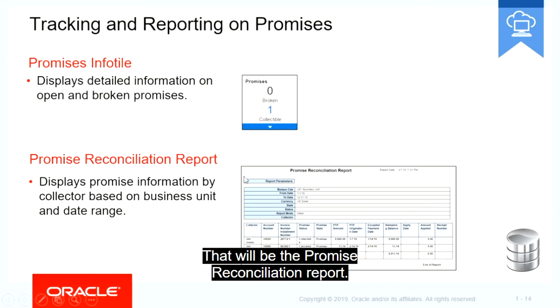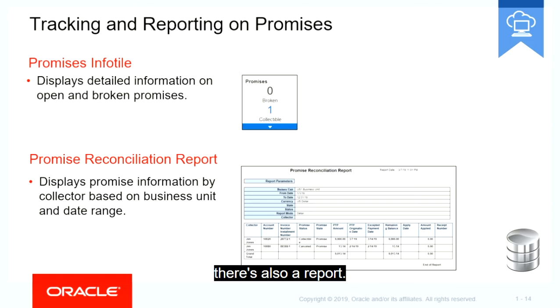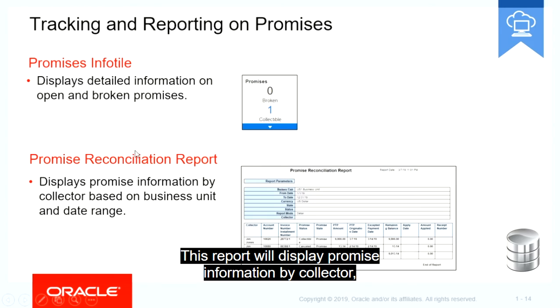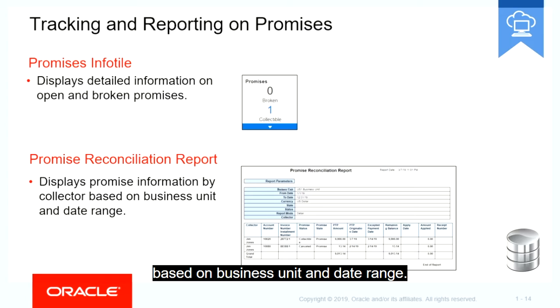Now here we can also see that there is a delivery report that we highlighted earlier. That will be the promise reconciliation report. There is a process, but in connection with the process there's also a report, right? So this is the report. This report will display promise information by collector, based on business unit and date range.